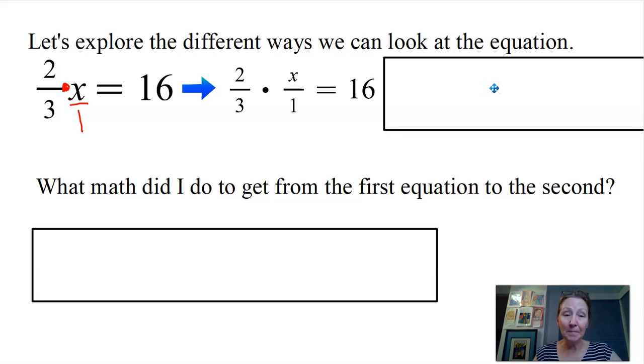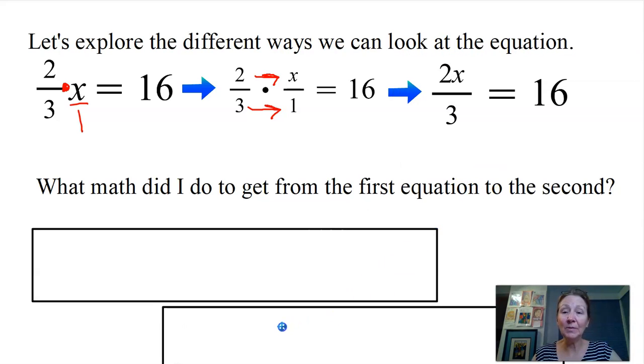So here's my equation. And then remember, when I multiply across, I take the numerators and I multiply those, and I take the denominators and I multiply those. I'm not doing anything with the 16 side. I'm just trying to rearrange the fractions. So then I have something that looks like this.